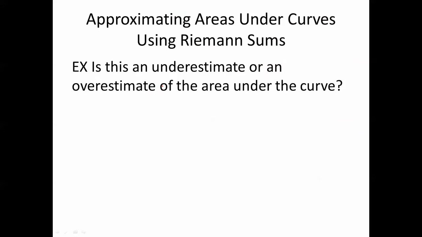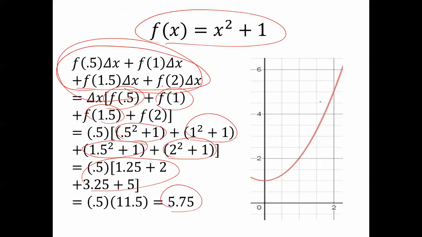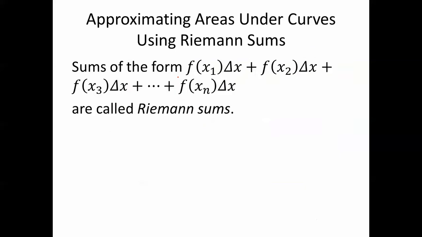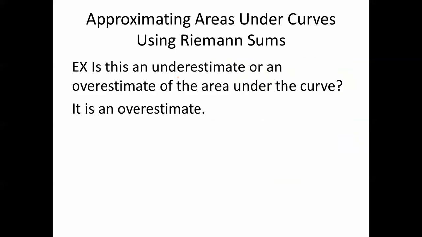Is this an underestimate or an overestimate of the area under the curve? Well, let's look at our sum. Notice that we counted this stuff over here, and this is stuff that we should not have counted. So our estimate is going to be an overestimate. We counted things that should not have been counted.